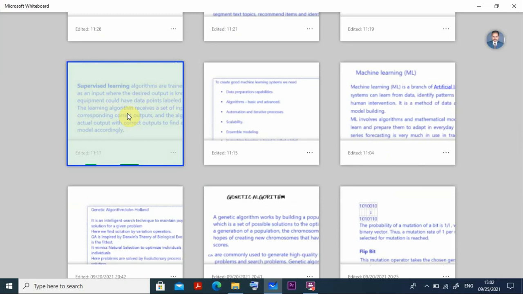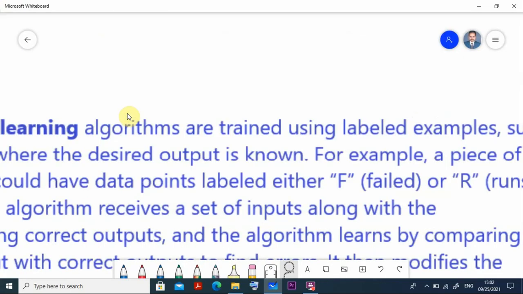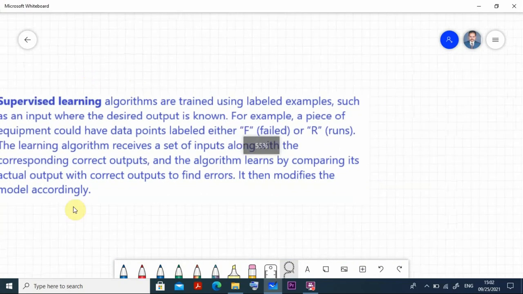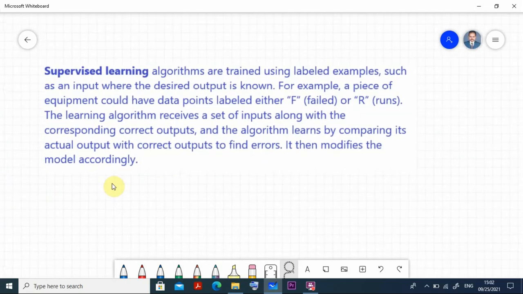Now we go to the different types of learning. There are around four types of learning. The first one is supervised learning. In the supervised type of learning, these algorithms are trained using labeled examples.